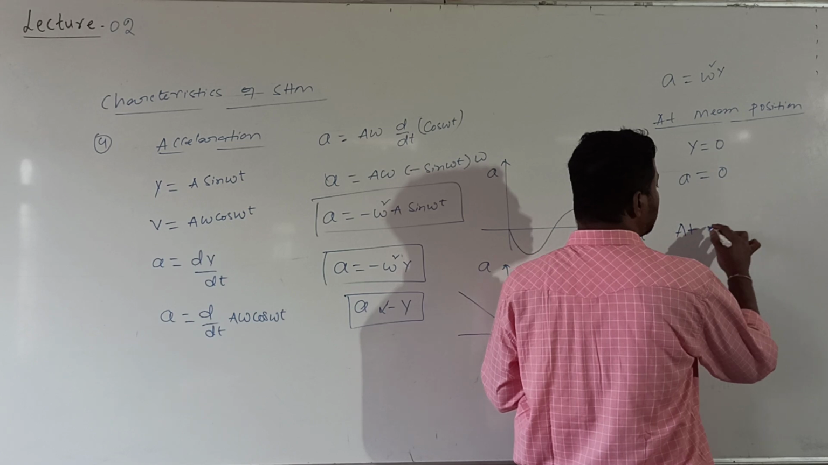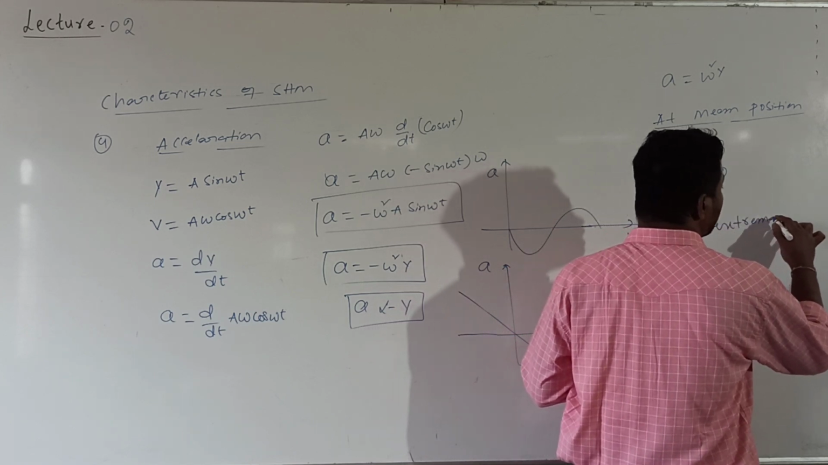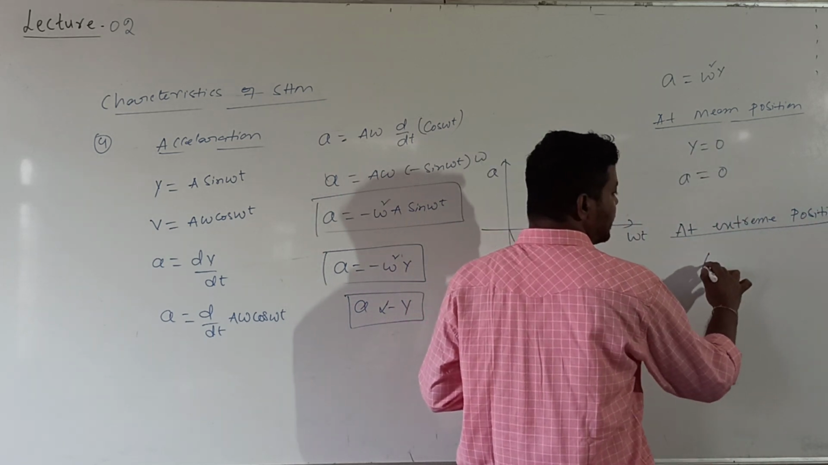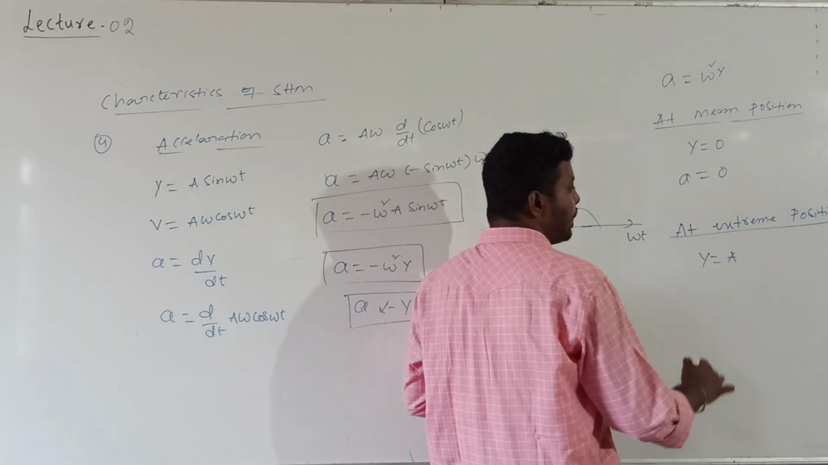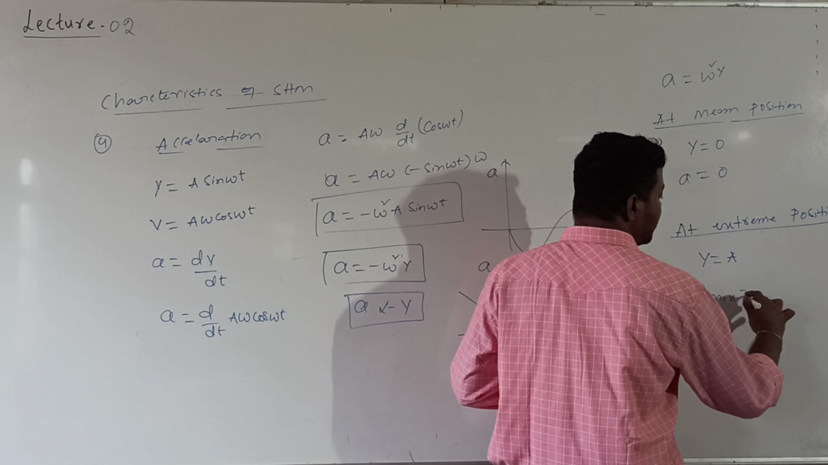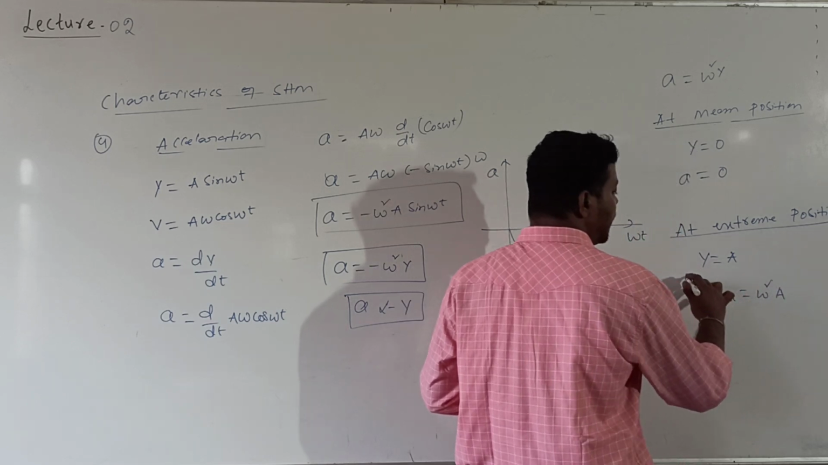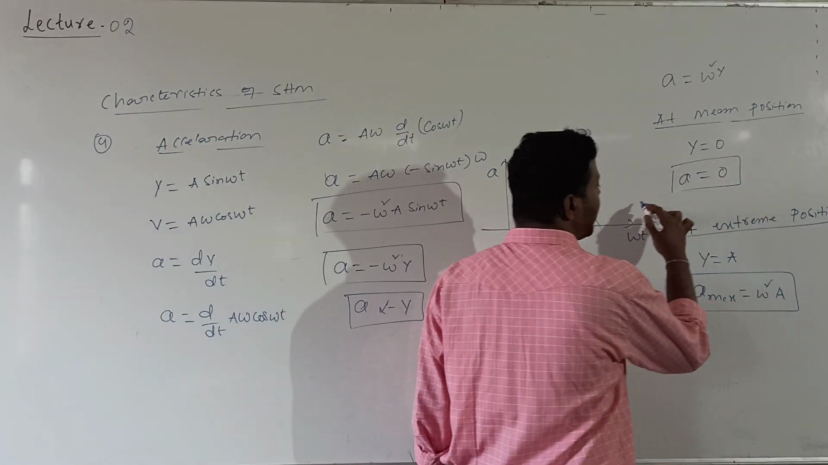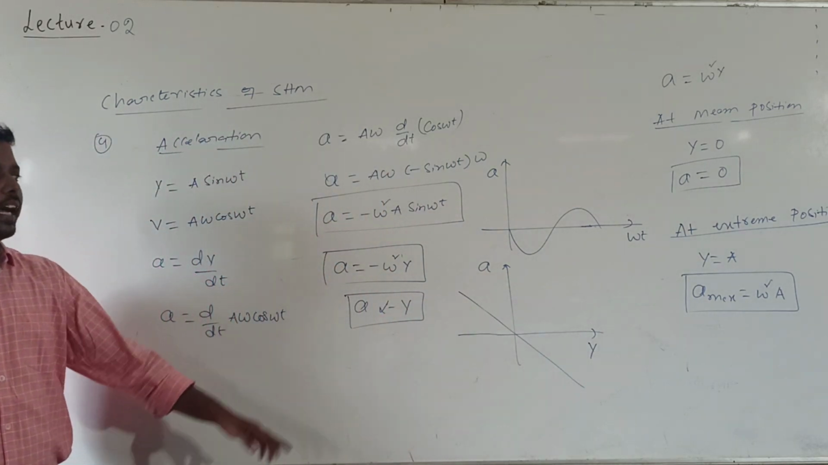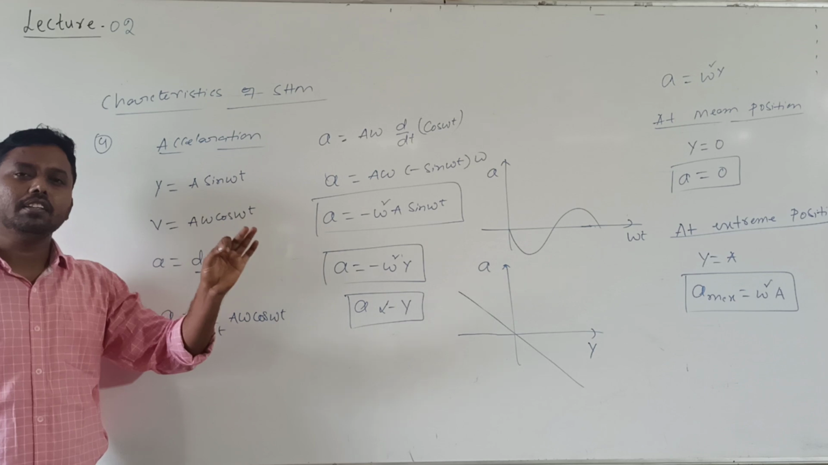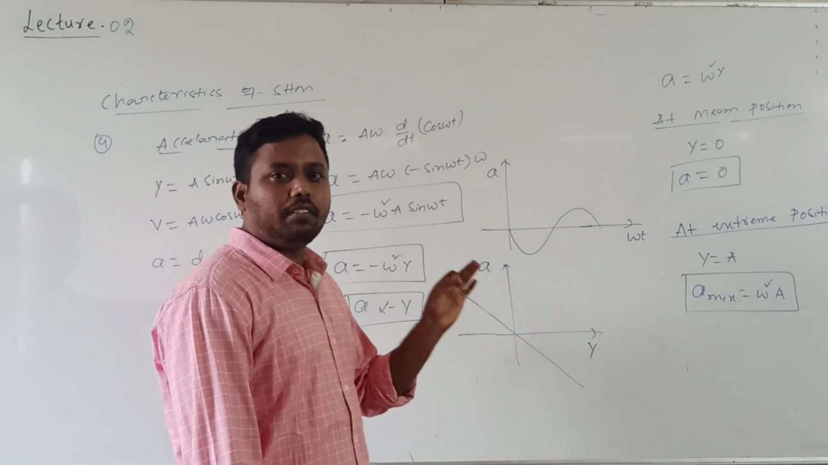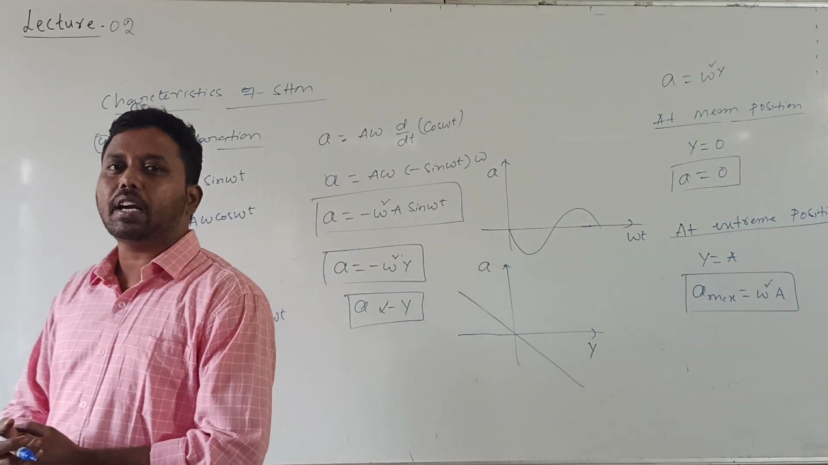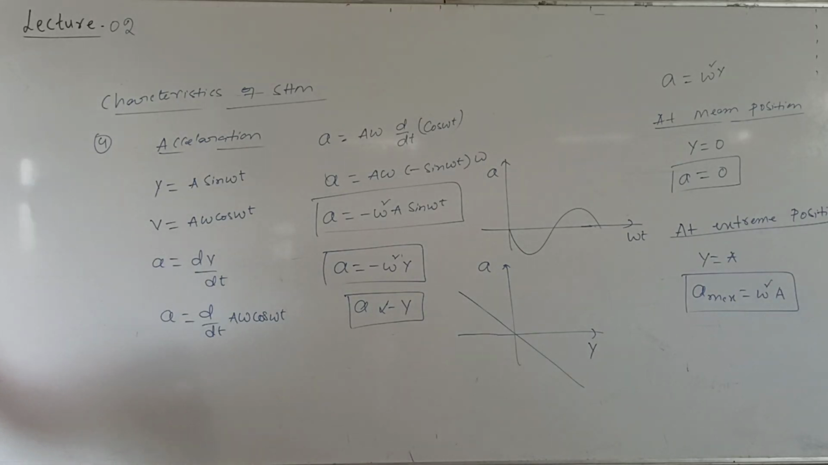Whereas at the extreme position, the displacement is maximum. What is the maximum displacement? y is equal to a. When y is equal to a, the maximum acceleration is given by omega square into a. This is the expression for acceleration at the mean position and at the extreme position. Acceleration is 0 at the mean position and maximum at the extreme position. So this is for the acceleration of a particle executing simple harmonic motion.